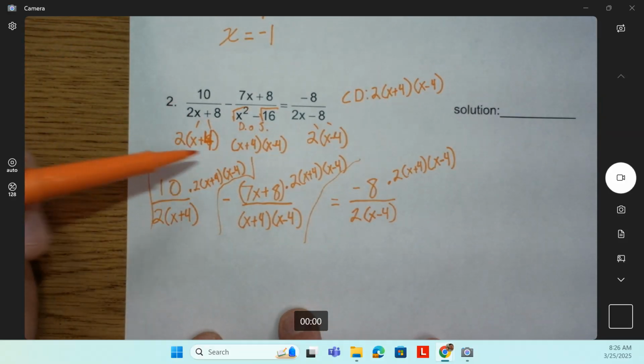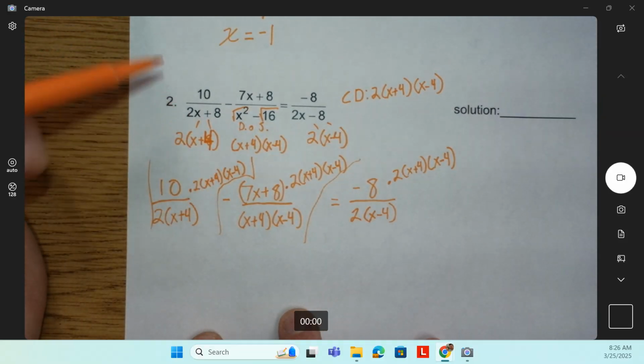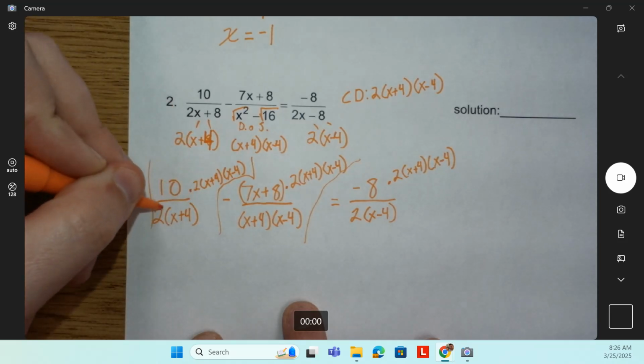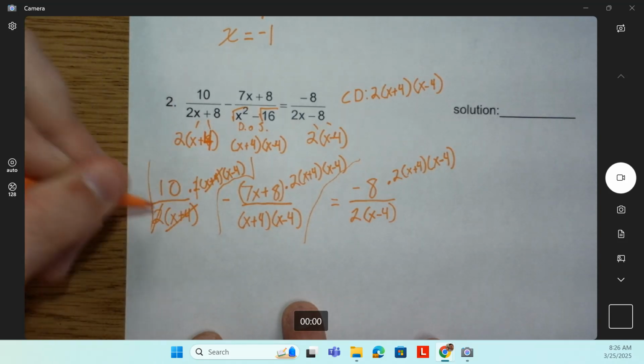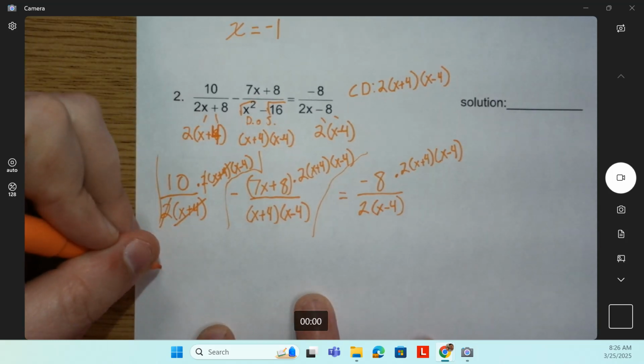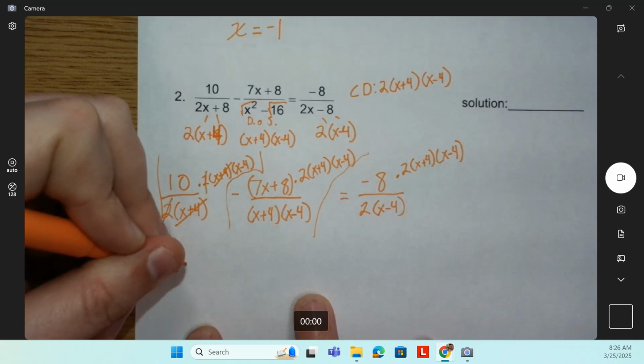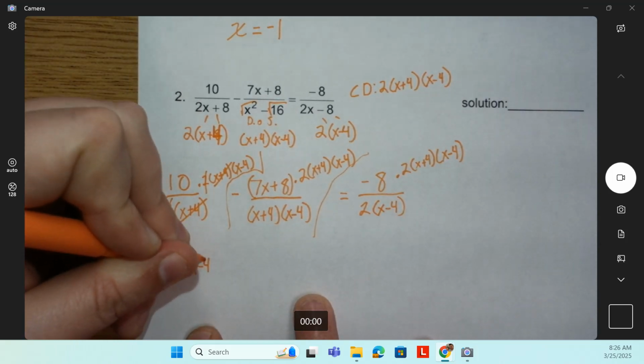So just simplifying within this, because we have that minus sign separating it there. So I have a 2 down here and a 2 up there. X plus 4 and x plus 4. It's going to leave me with 10 times x minus 4.